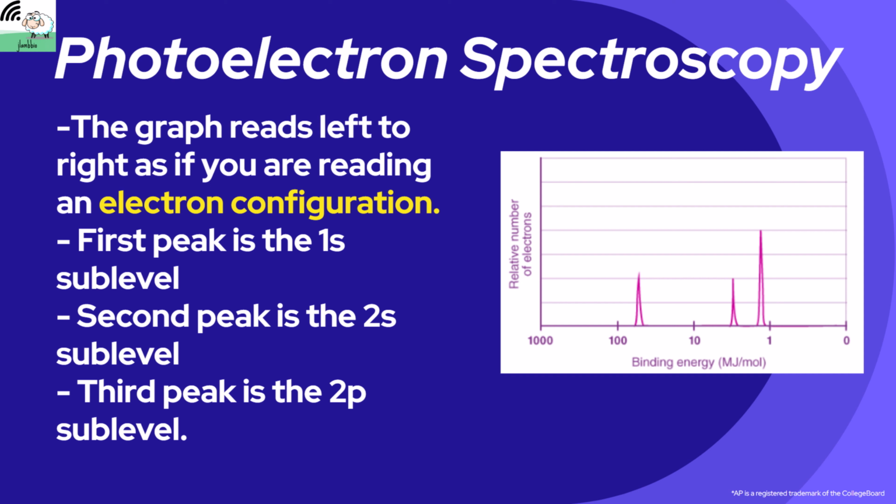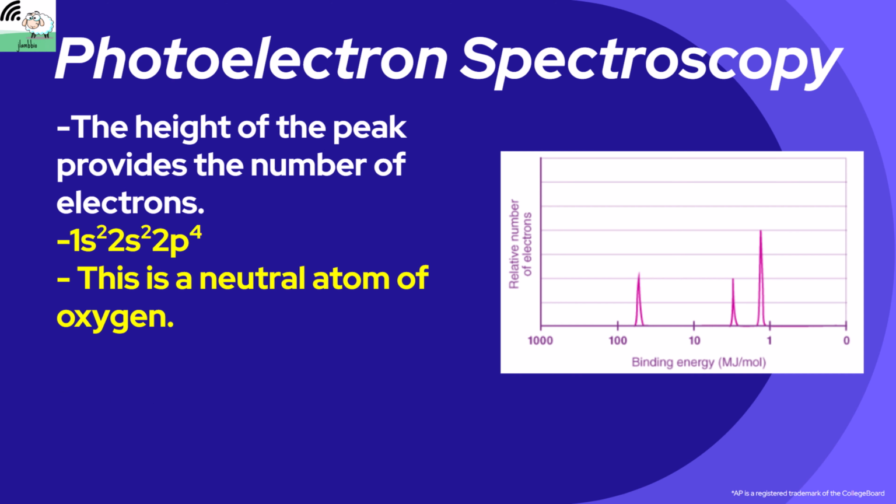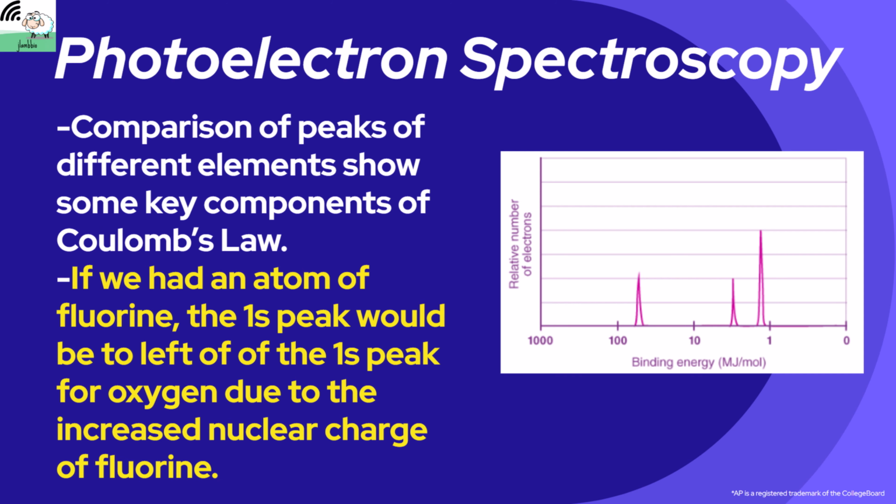The 1s is 2 electrons high, the 2s is 2 electrons high, and the 2p is 4 electrons high. And so this is a neutral atom of oxygen. We can write the full electron configuration for this just like how we normally would. And again, it's a visual representation of an electron configuration. There isn't a whole lot to talk about with this, so I feel like I'm repeating myself again, but that's the nature of this particular graph.